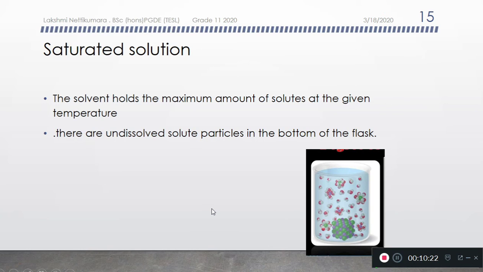According to the amount of solutes dissolved in solution, we can come across three types of solutions. The first one is saturated solution. Here, the solvent holds the maximum amount of solutes at the given temperature. How do you get to know whether the solution is saturated or not? If the solution is saturated, you will be able to observe undissolved solute particles at the bottom of the flask. At that time, we say that the solution is saturated.